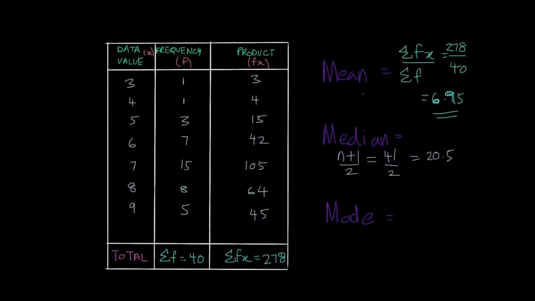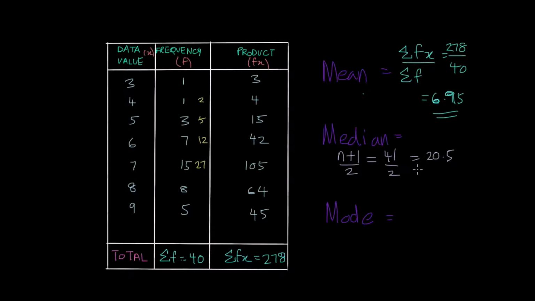Now, how would we know where the 20th and 21st term is? Well, here is the first term. Here we have one term. Here we have another term, which means these two terms together would be 2 terms. Then 2 terms plus another 3 terms, that's 5 terms. 5 terms plus another 7 terms is 12. So 12 terms plus another 15 terms is 27 terms, and that's in the range of what we want.